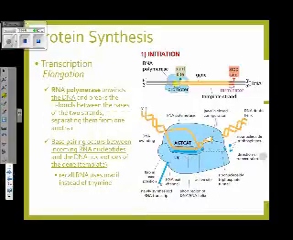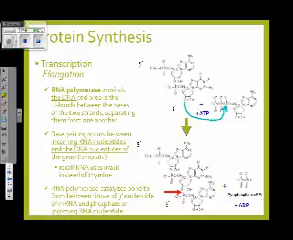Okay, so the A matched up with U, the G and the C, the T and the A, and then the C and the G, the A and the U, the T and the A. All right.